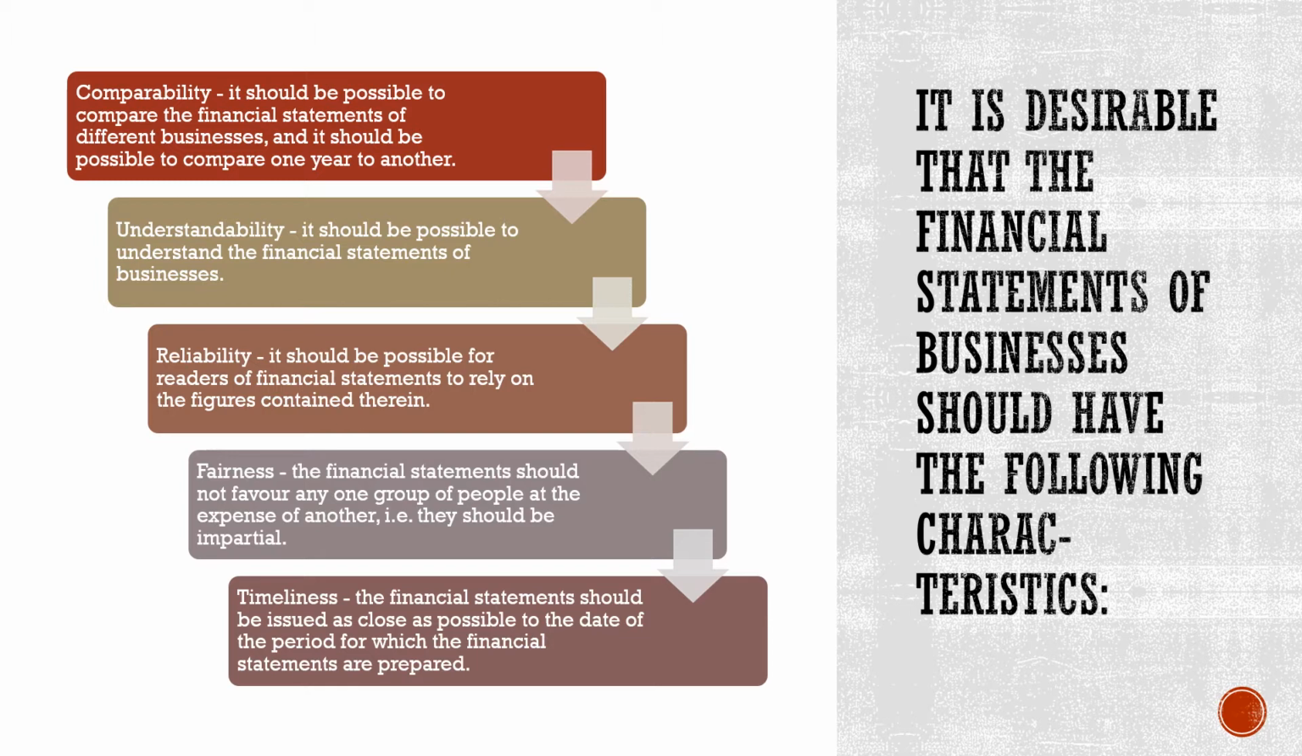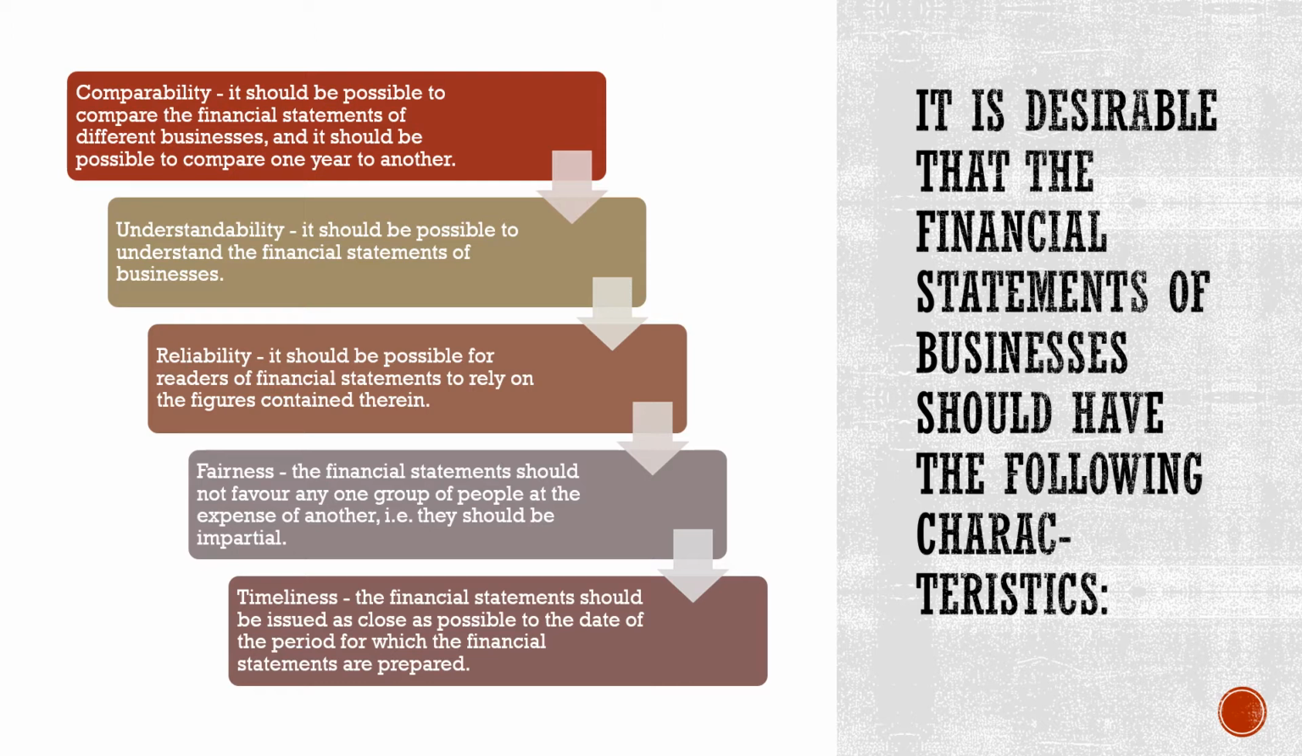Comparability. It should be possible to compare the financial statements of different businesses, and it should be possible to compare one year to another. This is possible because all accountants follow the same procedure of setting up financial statements, the GAAP procedure. Understandability. It should be possible to understand the financial statements of businesses. Reliability. It should be possible for readers of financial statements to rely on the figures contained therein.